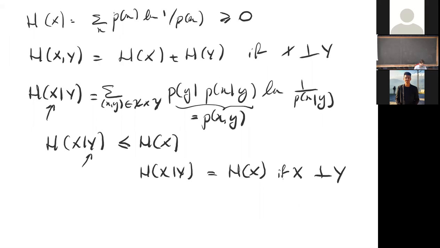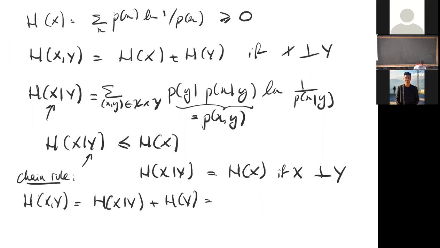Another nice property, this is called the chain rule: H of x,y is equal to H of x given y plus H of y, which is equal to H of y given x plus H of x. This is the Bayes formula. You can derive that from the Bayes formula or from just the definition of conditional probability actually. You don't need the Bayes formula.